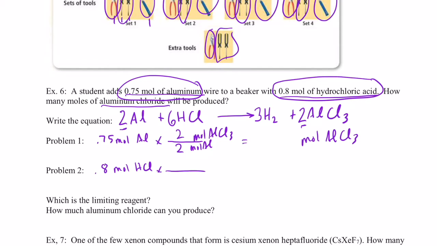Now let's do the same thing for hydrochloric acid. Let's hop out of moles of HCl and get into moles of product I can make again, AlCl3. The mole ratio this time is 6 HCl's to 2 aluminum chlorides. And this will give us also moles of aluminum chloride. Now the one that can produce the least amount of product will be my limiting reagent.